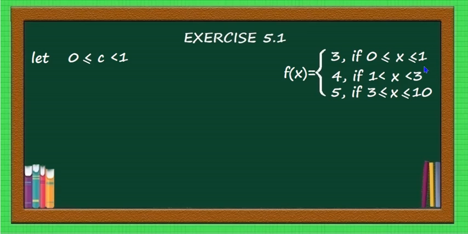And what is f of c? And f of c is equal to 3 here. When c lies between 0 to 1, function is defined as 3. Therefore, what is f of 3? F of c is equal to 3.